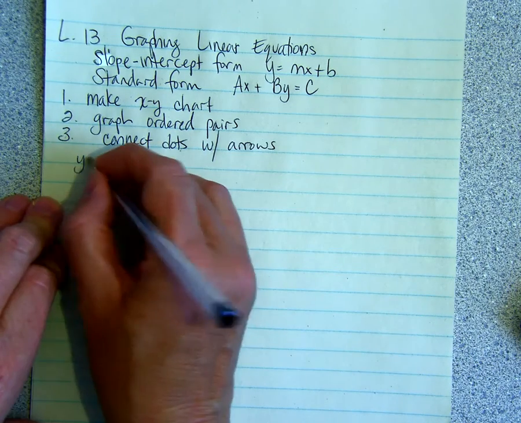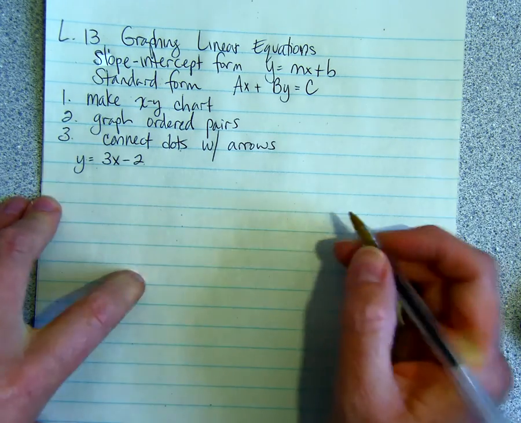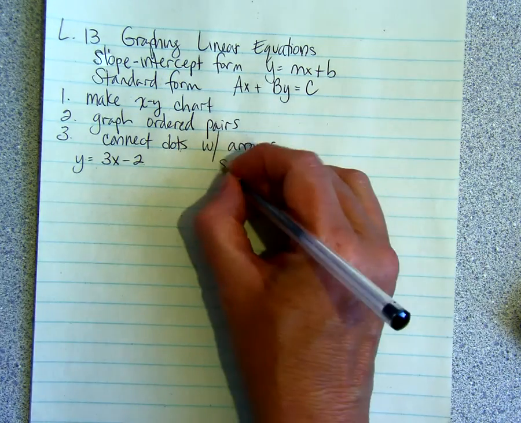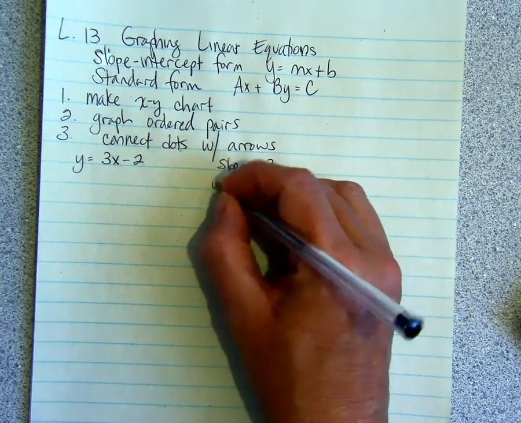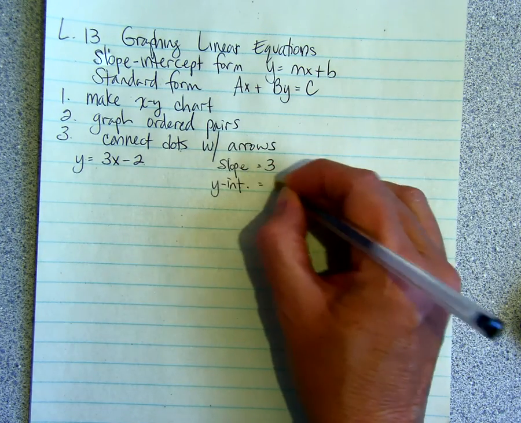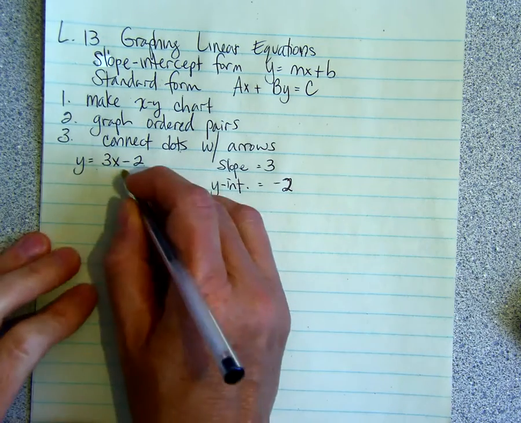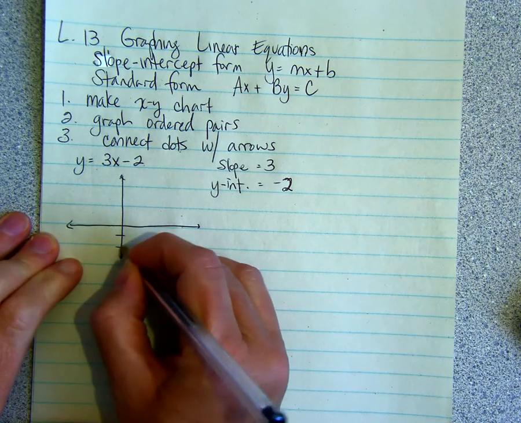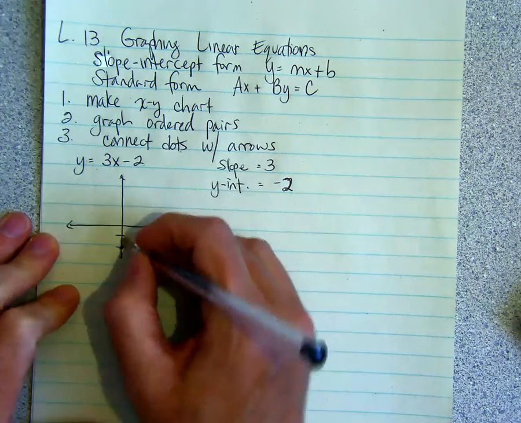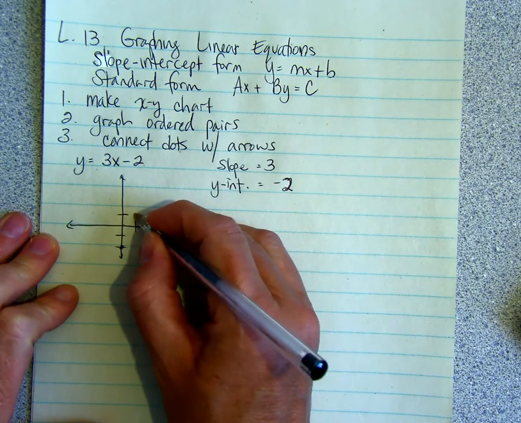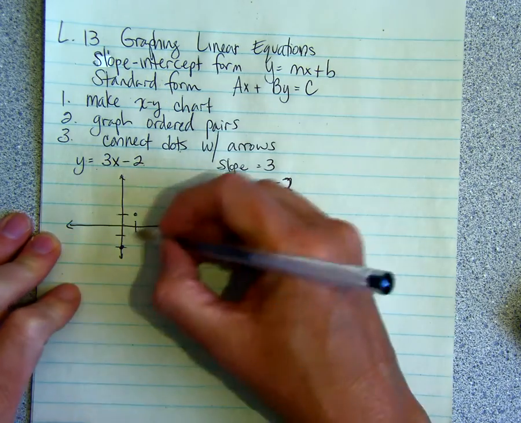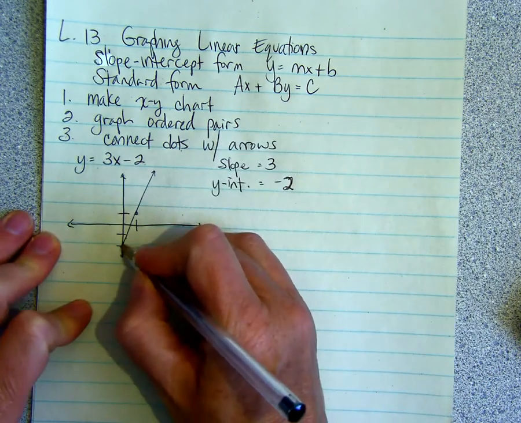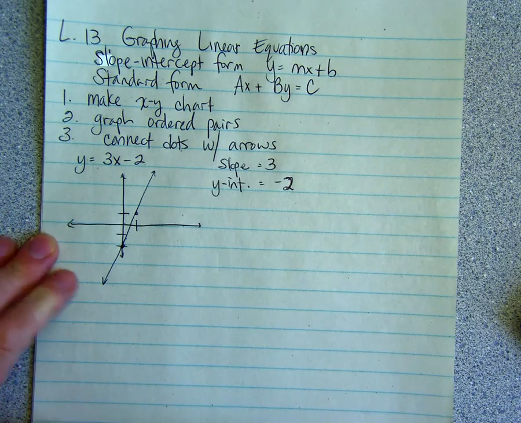So here's an example. If you had y equals 3x minus 2, you can look at this and see that it's in slope-intercept form. You know the slope is 3. You know the y-intercept is negative 2. So you could plot your point 0, negative 2. If the slope is 3, that just means rise 3 and go to the right 1. And then you graph, connect the dots with 2 arrows.